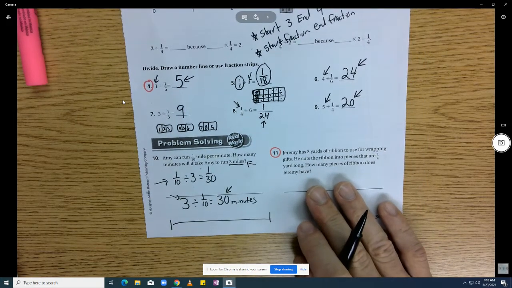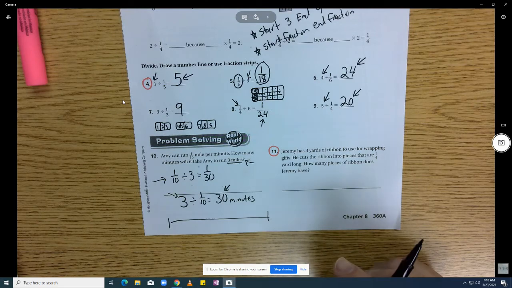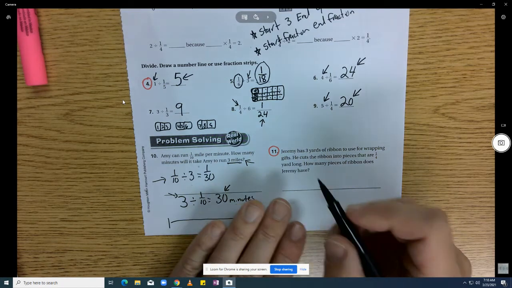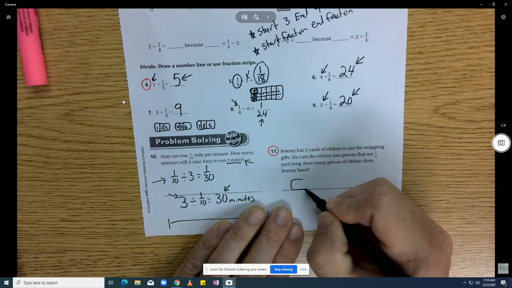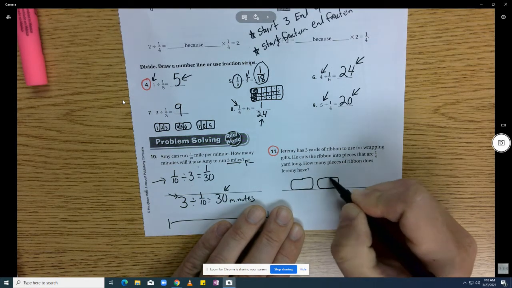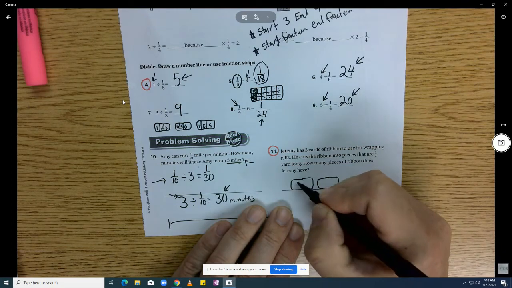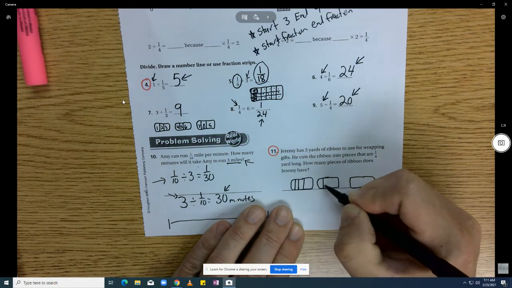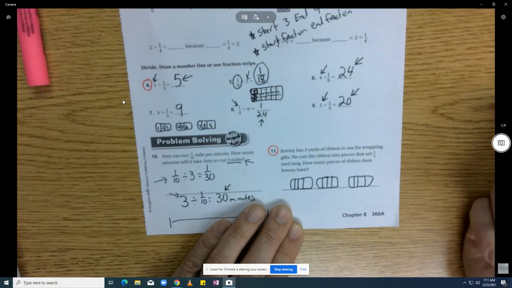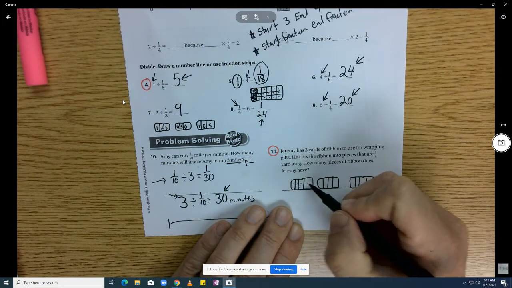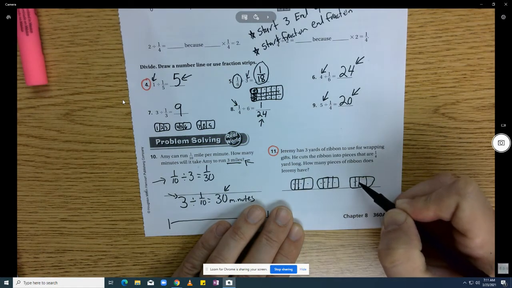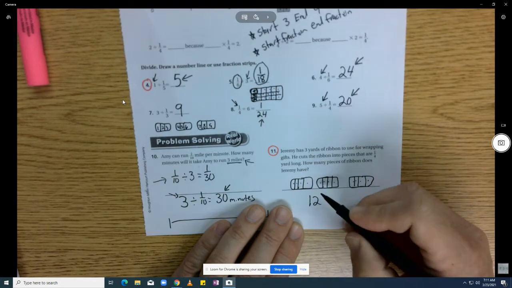Okay, next one. Jeremy has 3 yards of ribbon to use for wrapping gifts. He cuts the ribbon into 1/4 pieces. How many pieces does he have? So that's pretty easy. 1, 2, 3. They're all cut into fourths. And it's just saying, how many fourths does he have? 1, 2, 3, 4, 5, 6, 7, 8, 9, 10, 11, 12 pieces.